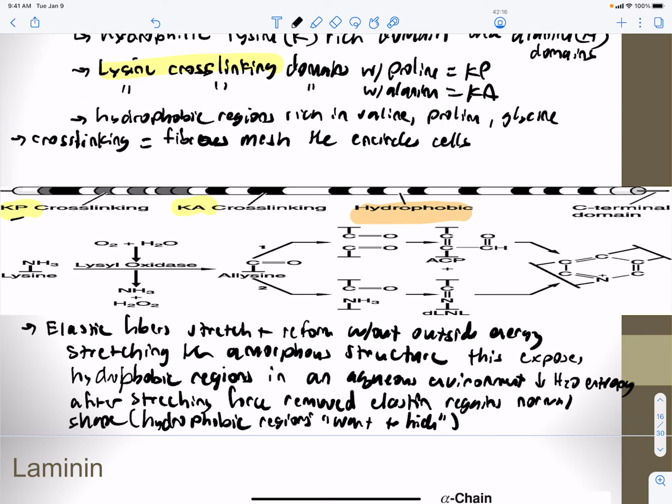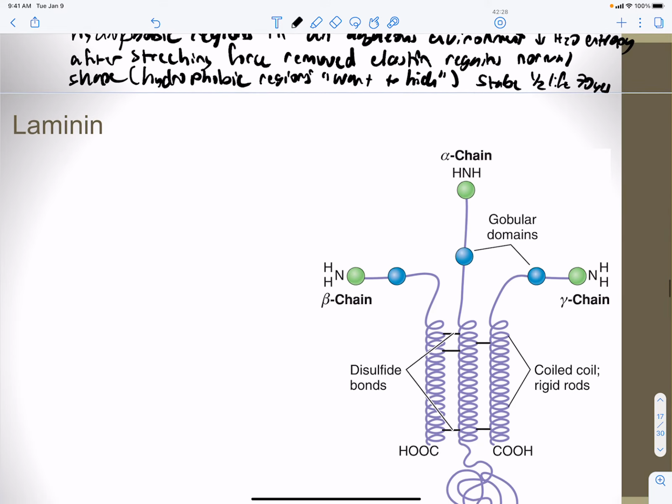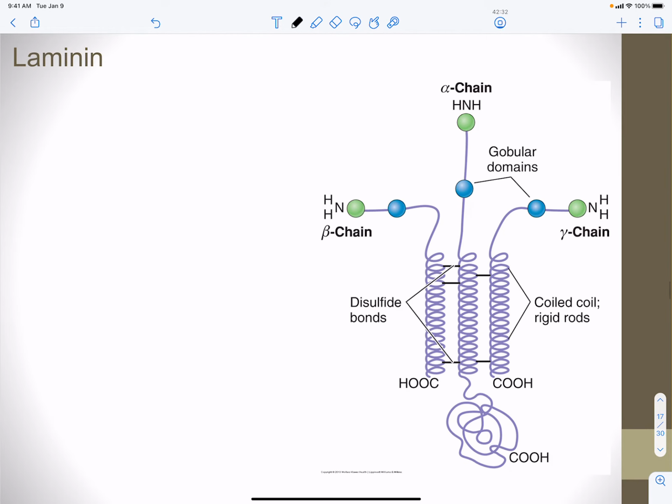Okay, and so elastin is very stable, has a half-life of about 70 years. So it has a very, very long half-life. Now, another one is laminin. So we talked about the basal lamina, or the basement membrane, and that type 4 collagen is the major component. After type 4 collagen, laminin is the next major protein found in the basement membrane or basal lamina.